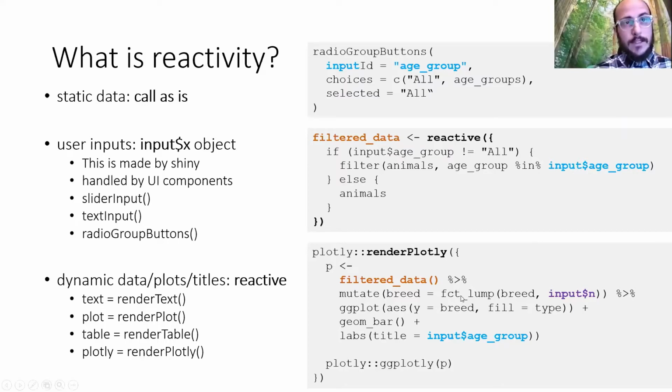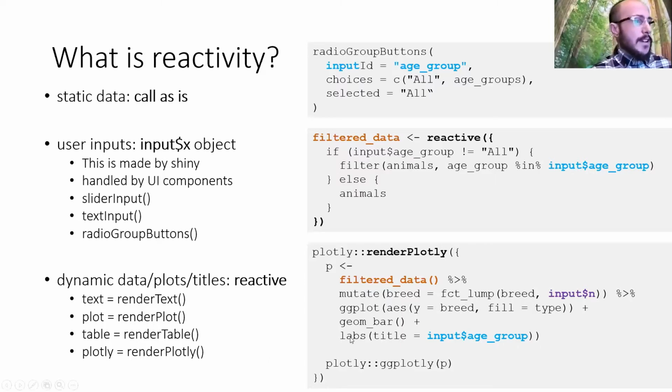So factor lump is from the forcats library. It's a really nice function to roll up the most frequent values in a vector, and then put everything else into an other category. So here I'm saying grab the top n breeds and then put everyone else into other. So I get a much smaller list of unique values for breed in my data set. It's really just to roll up those factors into 10 or 15 or however many I pick, and then put everything else into other.